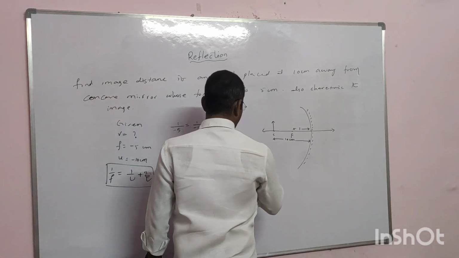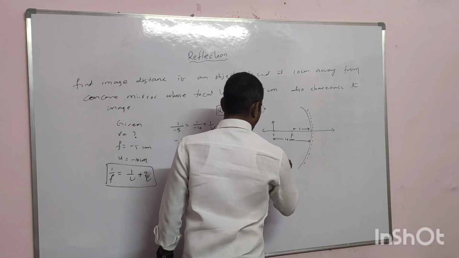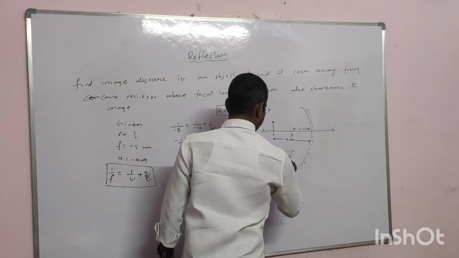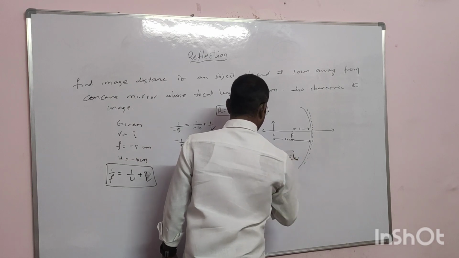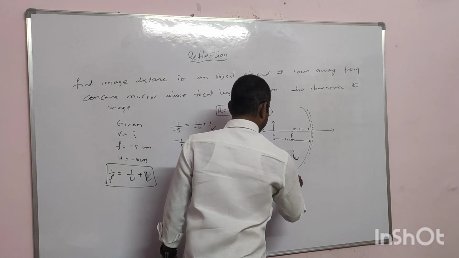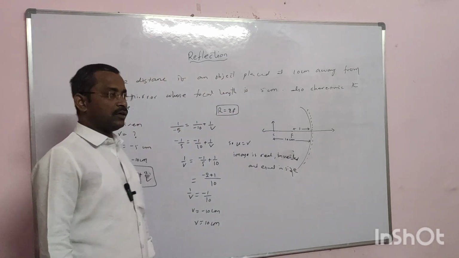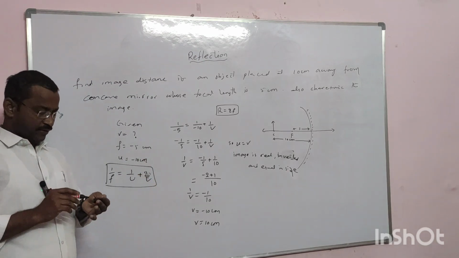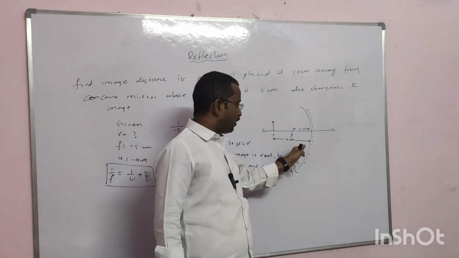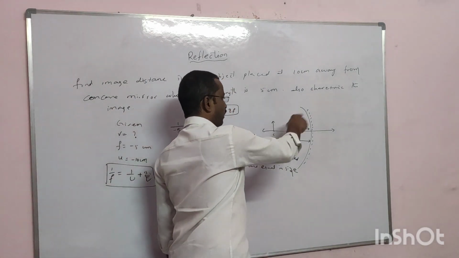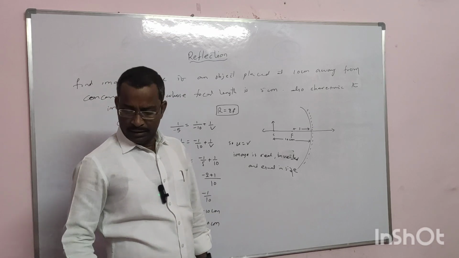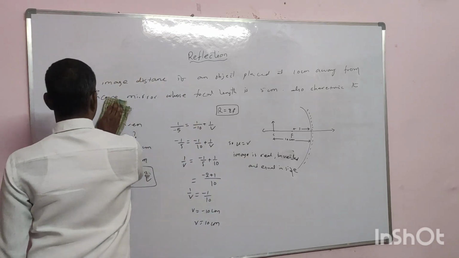Then the image is real, inverted and equal in size. The problem is done. These are first chapter questions, and if possible, try to draw the ray diagram also. You need not draw the rays over there, just try to mention where the object is going to be placed. Take the other question to understand clearly.